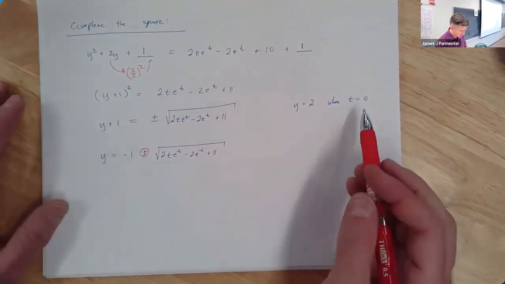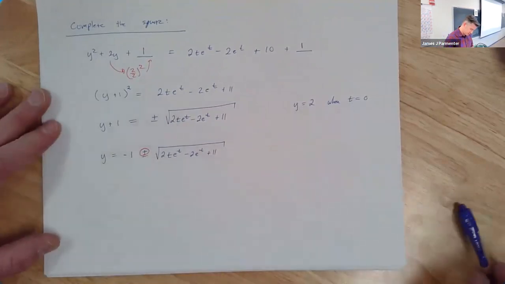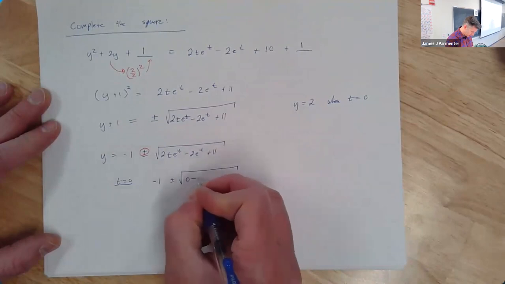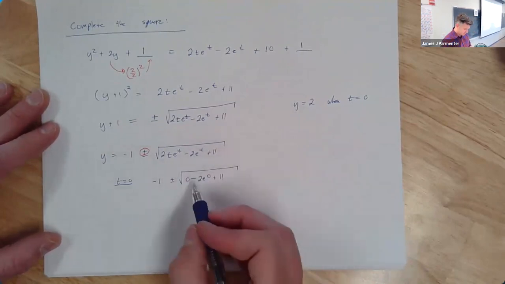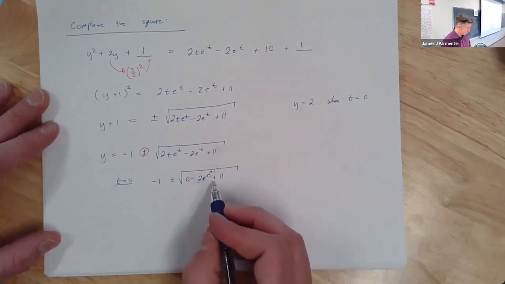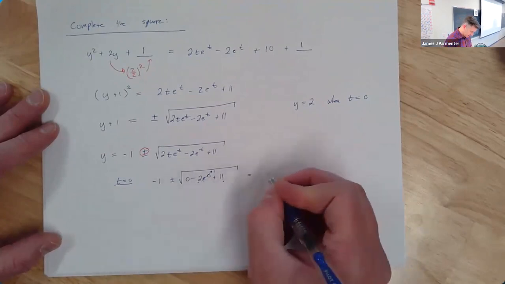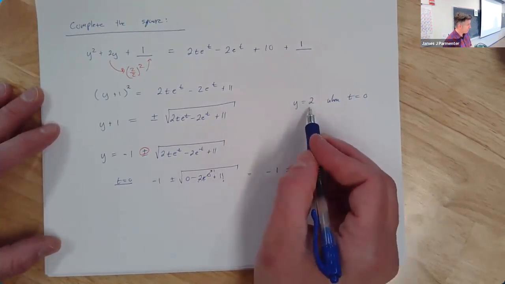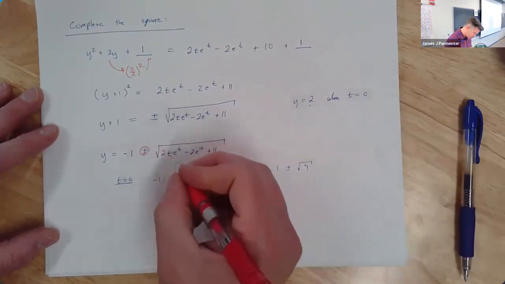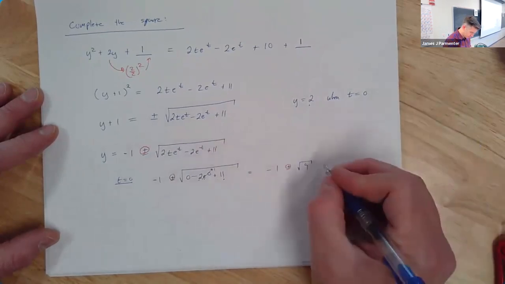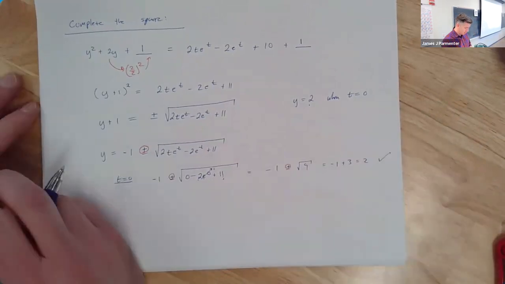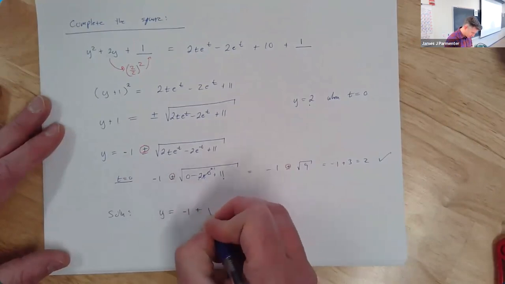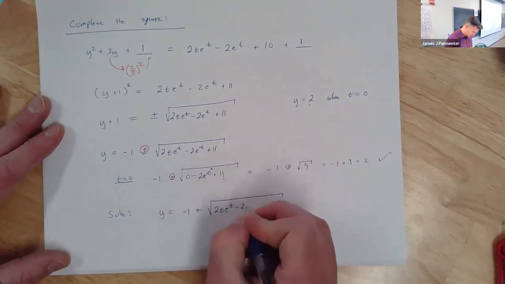And here's why. If I plug in t equals 0, I get negative 1 plus or minus the square root of 0 minus 2 e to the 0 plus 11. E to the 0 is 1. Negative 2 plus 11 is 9. So what we really have here is negative 1 plus or minus the square root of 9, which is negative 1 plus or minus 3. But if y has to be 2, it has to be negative 1 plus 3, so that we end up getting the right initial condition. So our actual solution here is y equal to negative 1 plus the square root of 2t e to the t minus 2 e to the t plus 11.